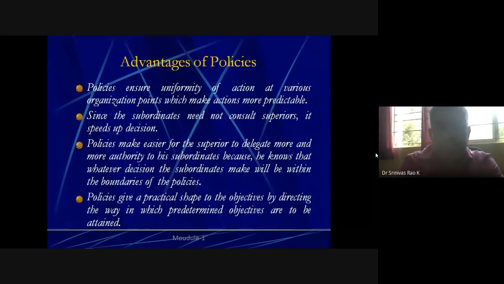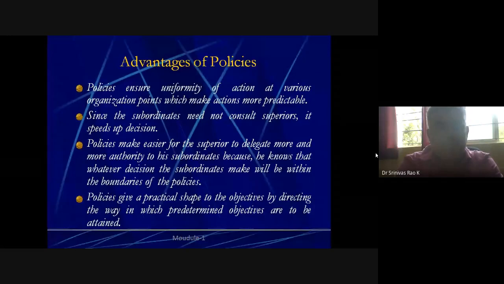So advantages of policy. What are the advantages of policy? There may be a question in your exam. What is a policy and what are the advantages of policy? How can you justify a policy being a part of a planning process? Something like that. So you need to explain this as advantages of policies.